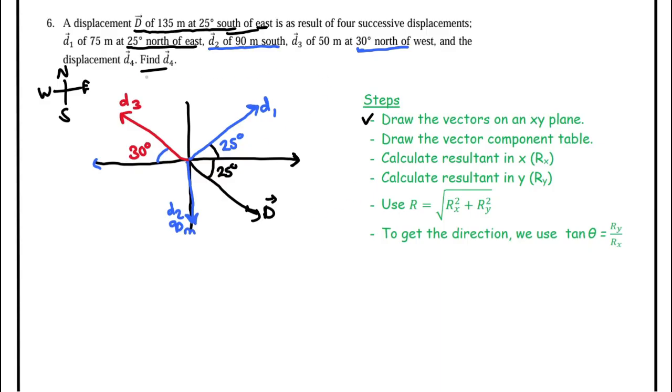Now we want a vector d4. We don't know where d4 is, so let's just say it's somewhere here. We want to calculate d4, but we don't know what d4 is, and that's the one we're looking for. I'm not sure if it will be here, but just to show you that this is what we're looking for. So we've completed the first step, draw the vectors on an xy plane. Next, draw the vector component table.